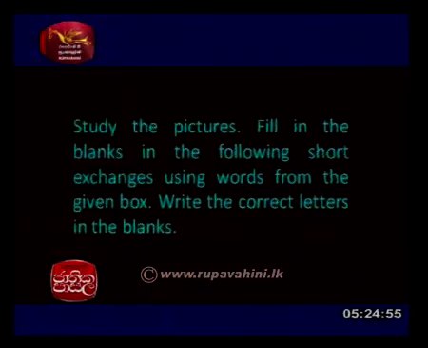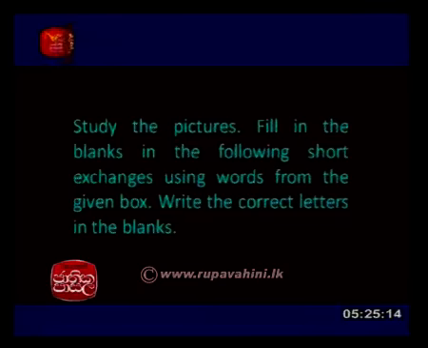So let us see how we can do this exercise. I'll ask Mrs. Kaluarachi to conduct this just to help you. Now here you have to study the pictures and fill in the blanks with the most appropriate and correct words. Let us read the instructions now. Study the pictures. Fill in the blanks in the following short exchanges using words from the given box. Write the correct letters in the blanks. So here also you can't write the word but the correct letter.